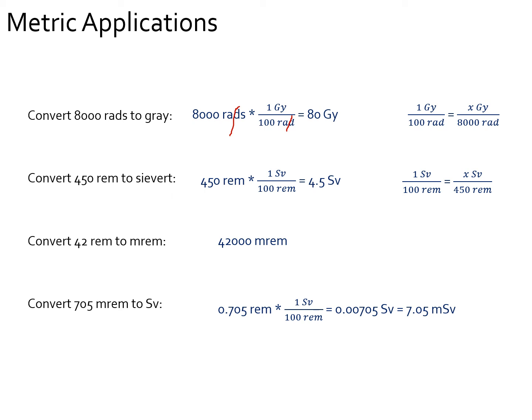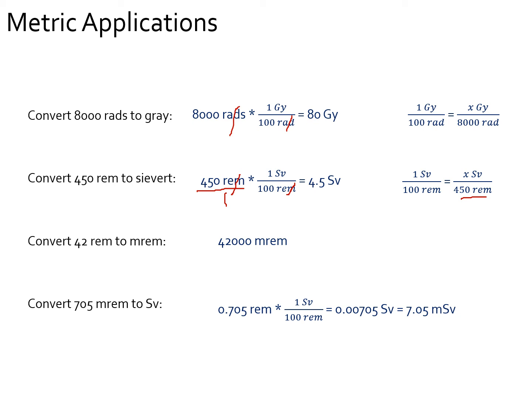The 450 rem to sievert, so I'm starting with 450 rem. What's my conversion factor? 1 sievert is equivalent to 100 rem. If I multiply those, the rems cancel out, and you're left with 4.5 sieverts, because it's 450 divided by 100. Just like this is over 1. Or if you want to set up a proportion, 1 sievert is to 100 rems is equivalent to X sievert over 450 rems.